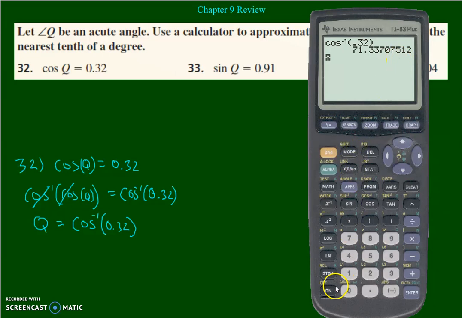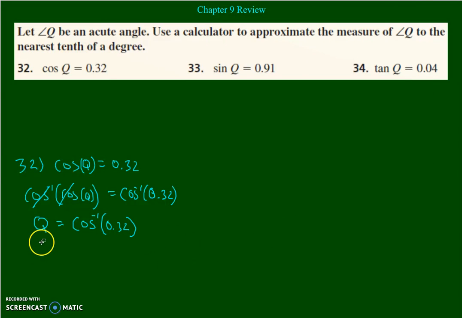Now each scientific calculator is going to have a slightly different way to get to the arc functions, so just investigate your particular calculator and determine how to get to these arc functions. Alright, so that's 71.3, so we can go ahead and write that. So Q is approximately 71.3. Now let's do 33.